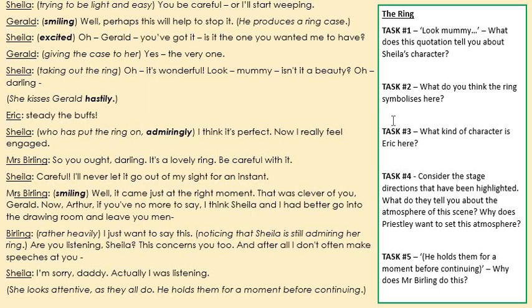And then finally for this one, task 5, Burling holds them a moment before continuing. So we see here how egotistical Mr. Burling is. He is commanding their attention. He won't just carry on now that Sheila said, "I was listening." He waits until he has their full attention 100%. So we know how controlling he is as well. Okay, so if you haven't been pausing as you go, you might want to pause here and write your responses to those 5 tasks.